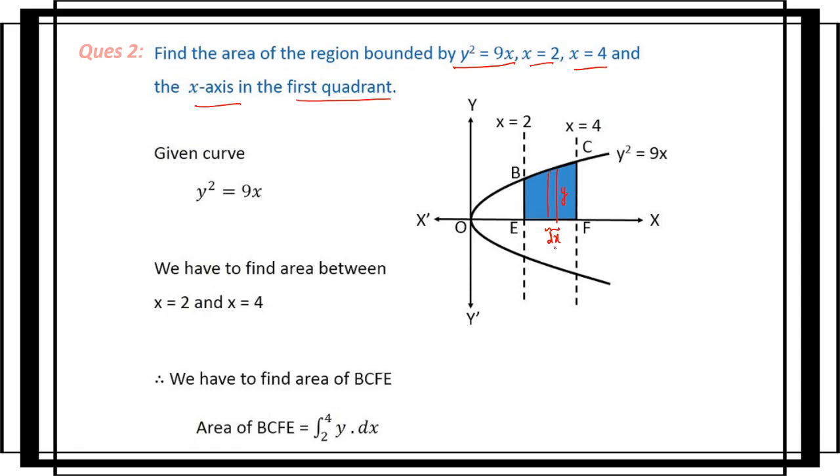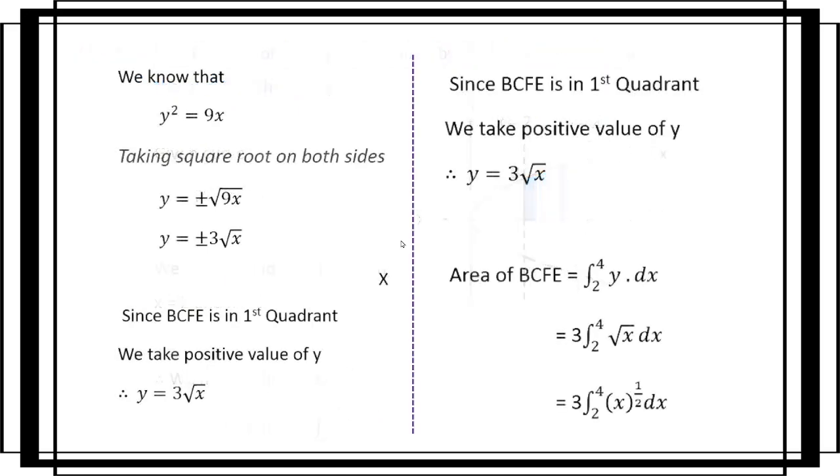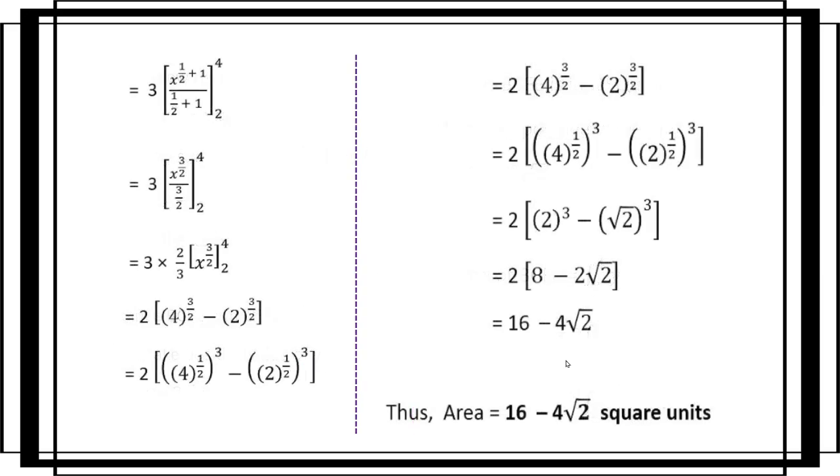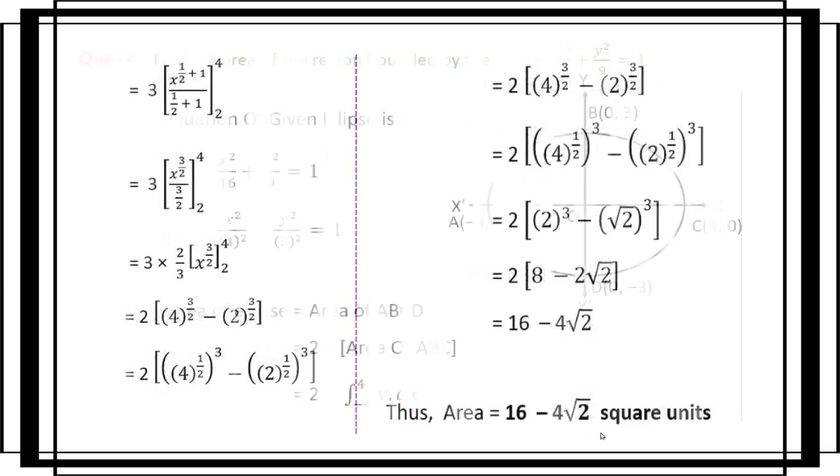And what is the length? Length is y. So y into dx is the area of the rectangle, and then we will integrate. We are adding all these types of rectangles under this curve. So limits, now here limits are 2 to 4 because this point is 2 and this point is 4. This is 4, this is 2 and y dx. Now put the value of y, which is plus minus 3 root x. Definitely again we'll take positive because we are talking about the first quadrant. Put the value of y as 3 root x, 3 is outside and x is here, x raised to the power 1 by 2. Integrate, apply limits and get the answer.